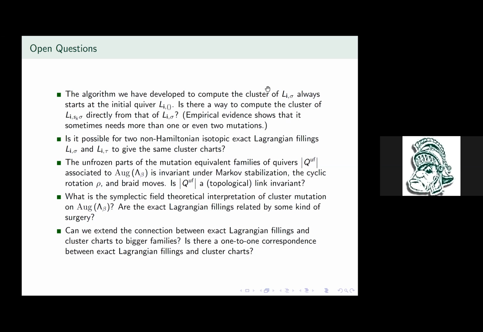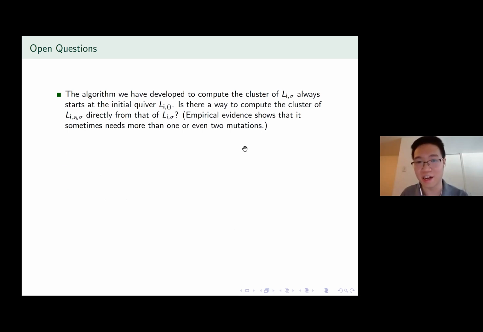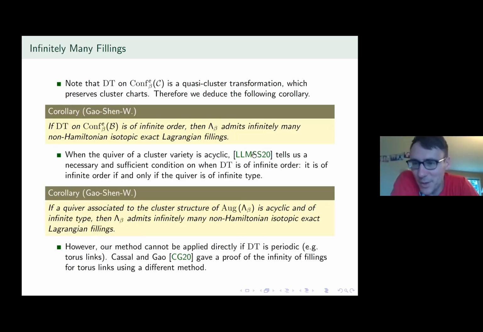Do you think there's any chance of classifying when DT has infinite order? Well, for acyclic quivers, the collaboration between Lee and others, that's kind of a special situation. Yes, you're right. So in general, we don't know.